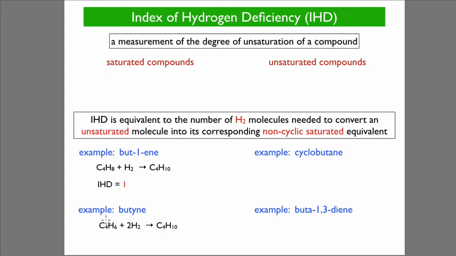Butyne, C4H6 to C4H10, we've got 6 hydrogens going to 10 hydrogens, and so we'd need 4 hydrogen atoms or 2 hydrogen molecules. So an IHD of 2. Cyclobutane, 8 to 10, 1 hydrogen molecule, so IHD of 1. And buta-1,3-diene, you've got C4H6 going to C4H10, so we're going to need 2 hydrogen molecules, which gives us an IHD of 2.